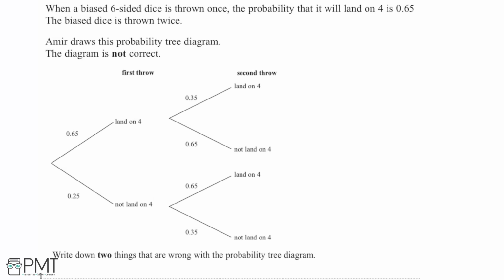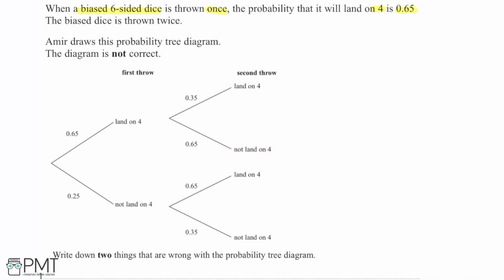So in this question, we're told that when a biased six-sided dice is thrown once, the probability that it will land on 4 is 0.65, and we're told that this dice is thrown twice. Amir draws this probability tree diagram, and the diagram is not correct. So if I have a look at the diagram, we can see that on the first throw, the probability it lands on a 4 and doesn't land on a 4, and then similarly on the second throw, having landed on a 4, it either then lands on a 4 again or doesn't land on a 4.